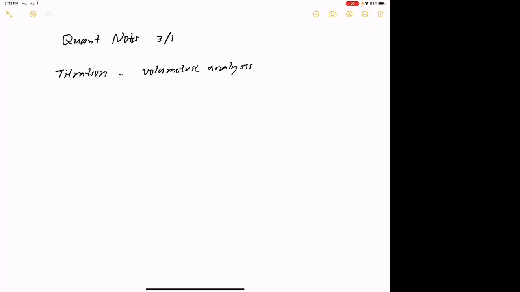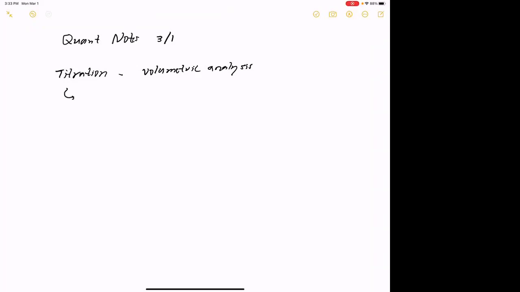Okay, so in volumetric analysis, we're not going to weigh anything. We're going to use volume measurements to get back at the same kind of information. So remember, what we're really trying to do is determine, for example, a concentration of an analyte in a solution that I give you. Okay, so in this case with titration, we're going to make volume measurements to get at that information.